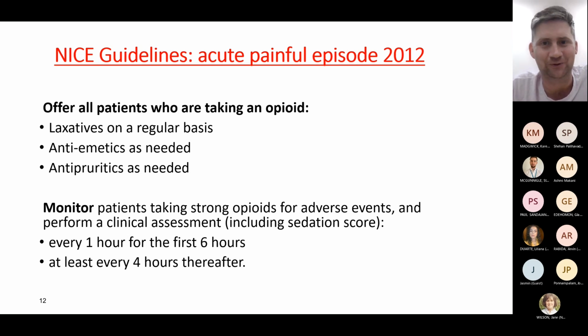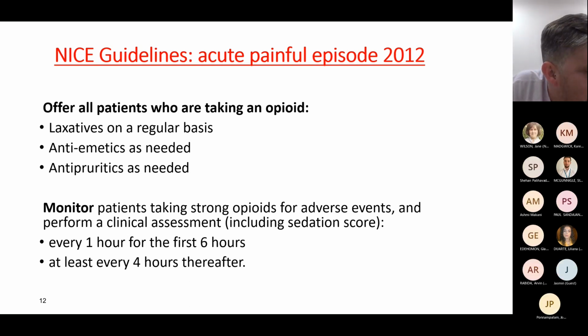There's one other for oral and subcut routes. I don't know if any... sorry, say that again. Is it antihistamine? Like Piriton? Yeah. So things like Piriton, so like anti-itchy stuff, antipyretics.